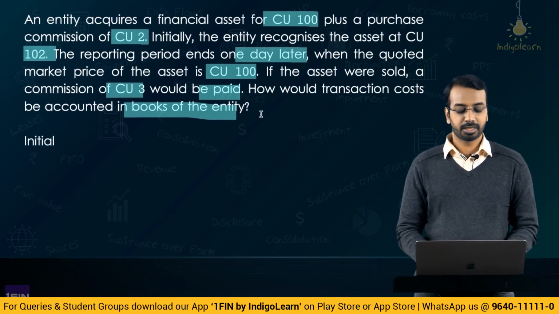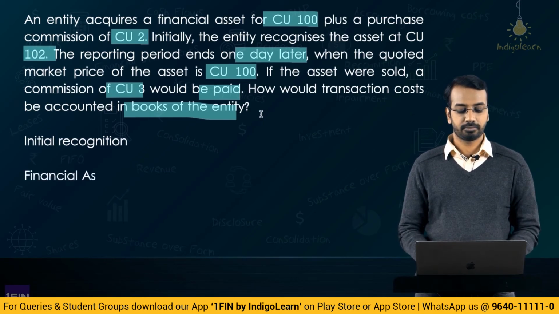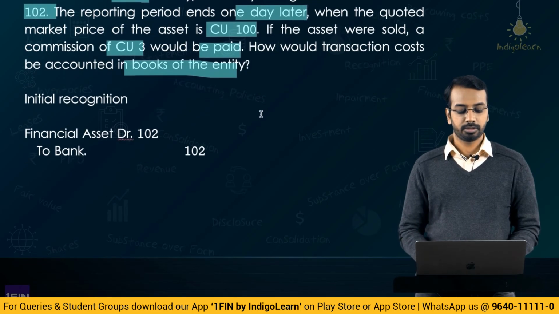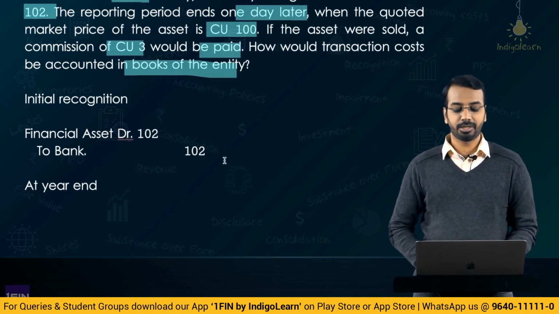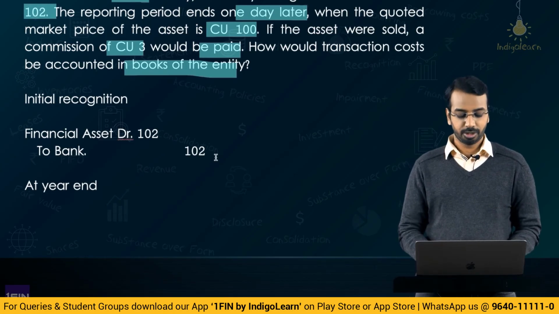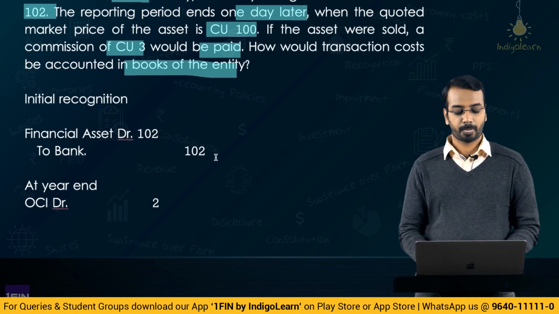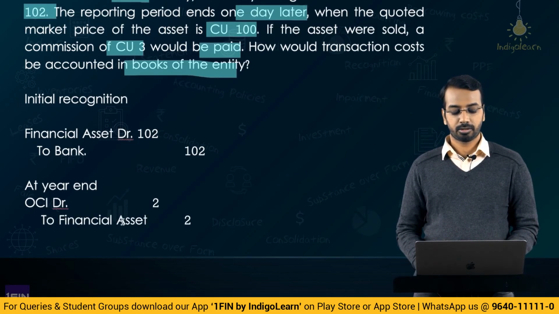Because at initial recognition, you said financial asset debit 102 to bank 102, right. Now, at year end, I am saying there is a loss. There is a loss of 2. Why loss of 2? Something worth 102 is now having a fair value of only 100. So, you would say OCI debit to financial asset, which is 2, right.